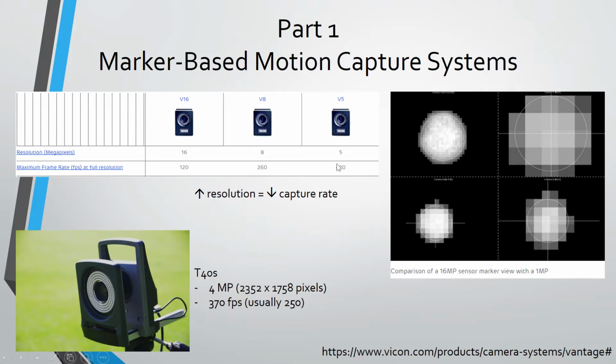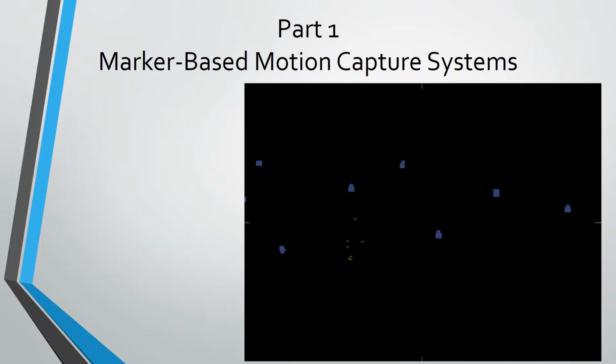At the other end, you've got the V5. So the resolution, it's still improved on the T40s, but it's the lowest of the new cameras. However, it has a maximum frame rate of up to 420 frames per second. So we're really getting a lot of data. We can start looking at really very high acceleration and velocity movements with those cameras.